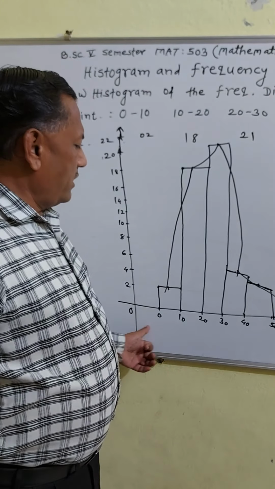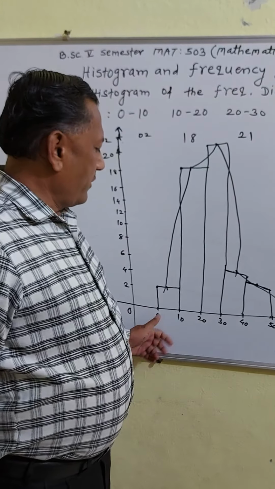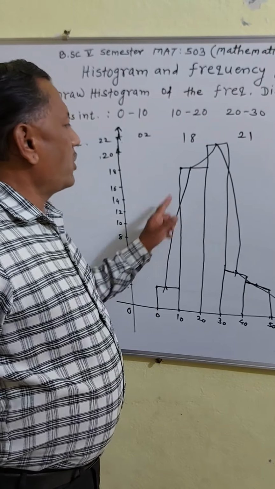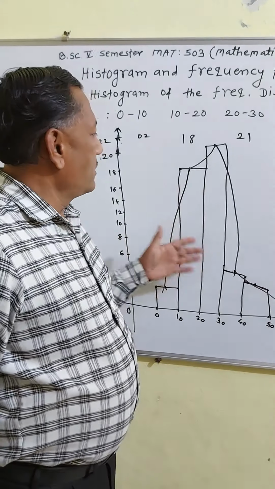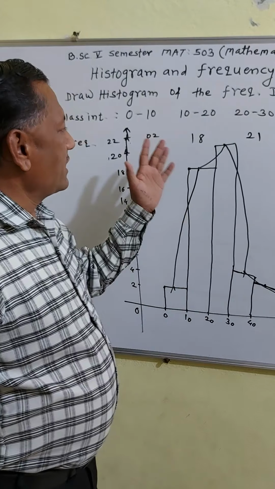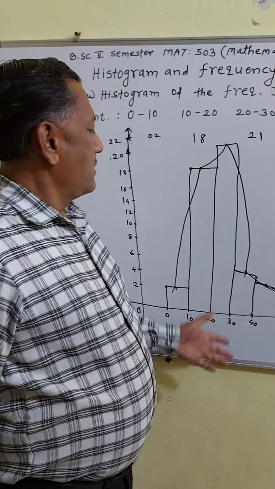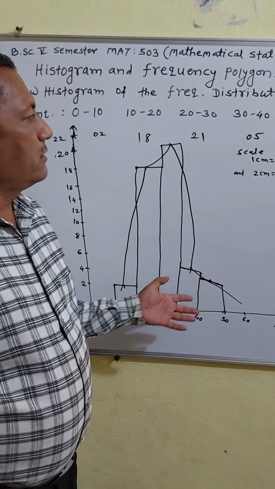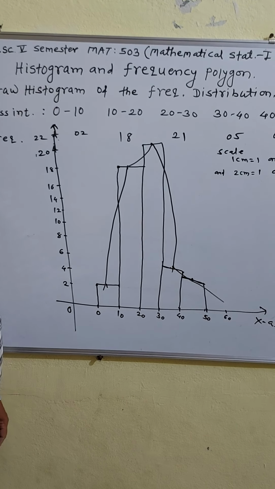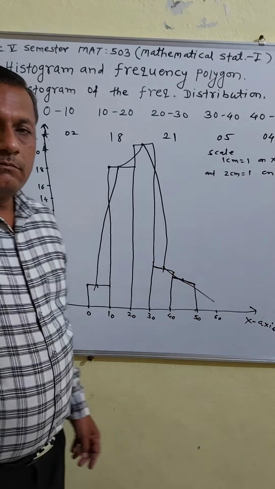I have already told you, if you are given only variables and frequencies, you plot the points and you join the plotted points by means of a straight line. So this is known as the histogram and frequency polygon of continuous frequency distribution. Thank you.